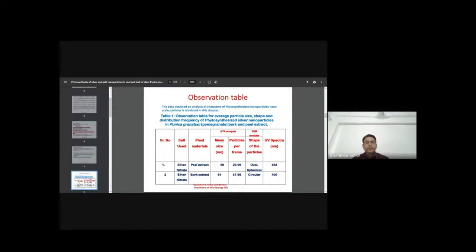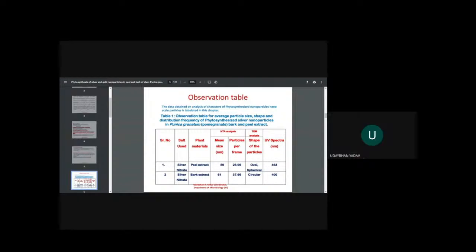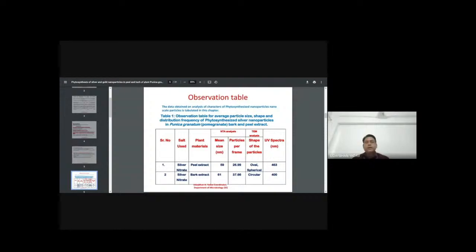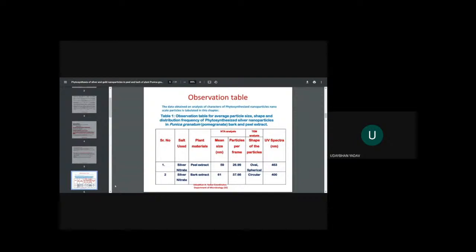In the NTA analysis, the mean size of silver nitrate peel extract is 59 nanometer and the mean size of silver nitrate bark extract is 61 nanometer. The particles per frame are 26.99 in silver nitrate peel extract and 37.66 in silver nitrate bark extract. In TEM analysis, the shape of the particle is oval to spherical, and in silver nitrate bark extract it is circular in nature. Under UV spectra, silver nitrate peel extract has its maximum at 463 and silver nitrate bark extract has its maximum at 400 nanometer.